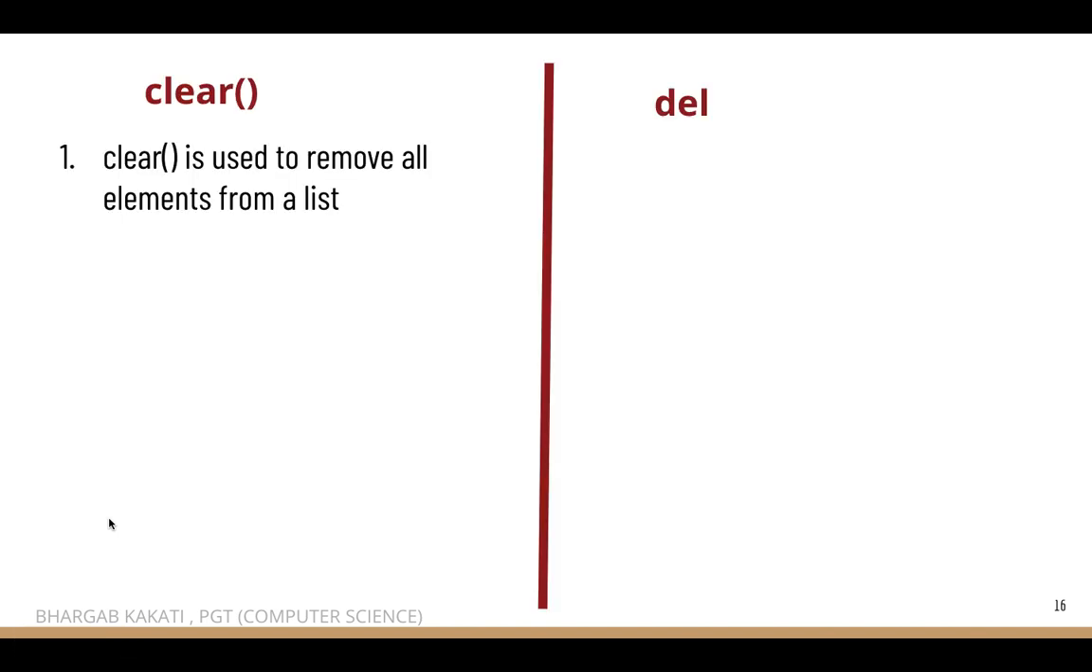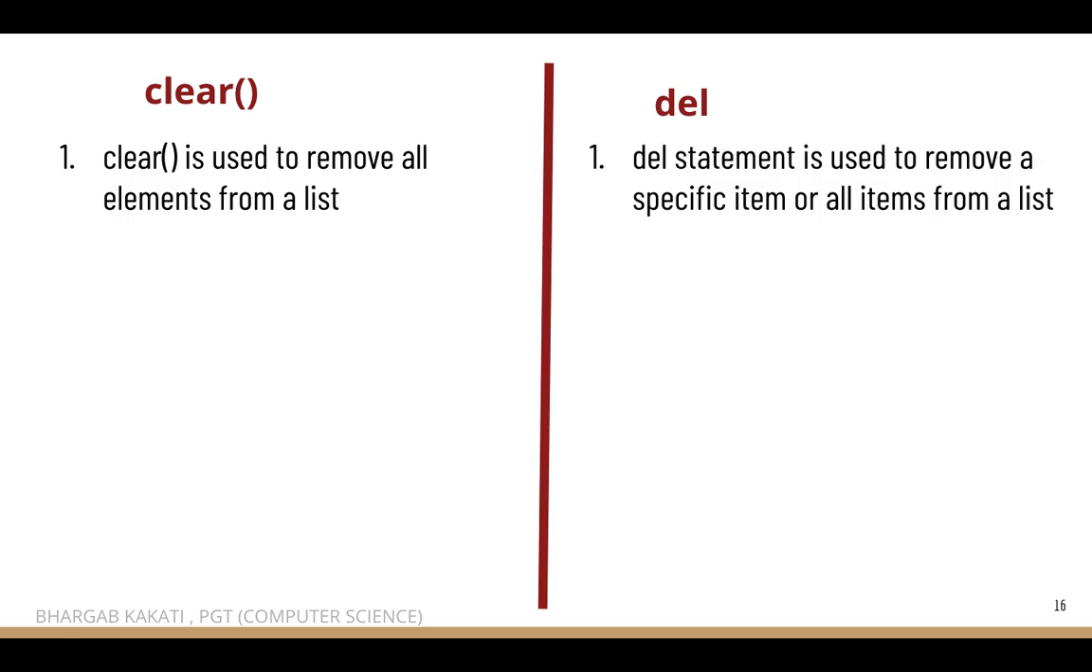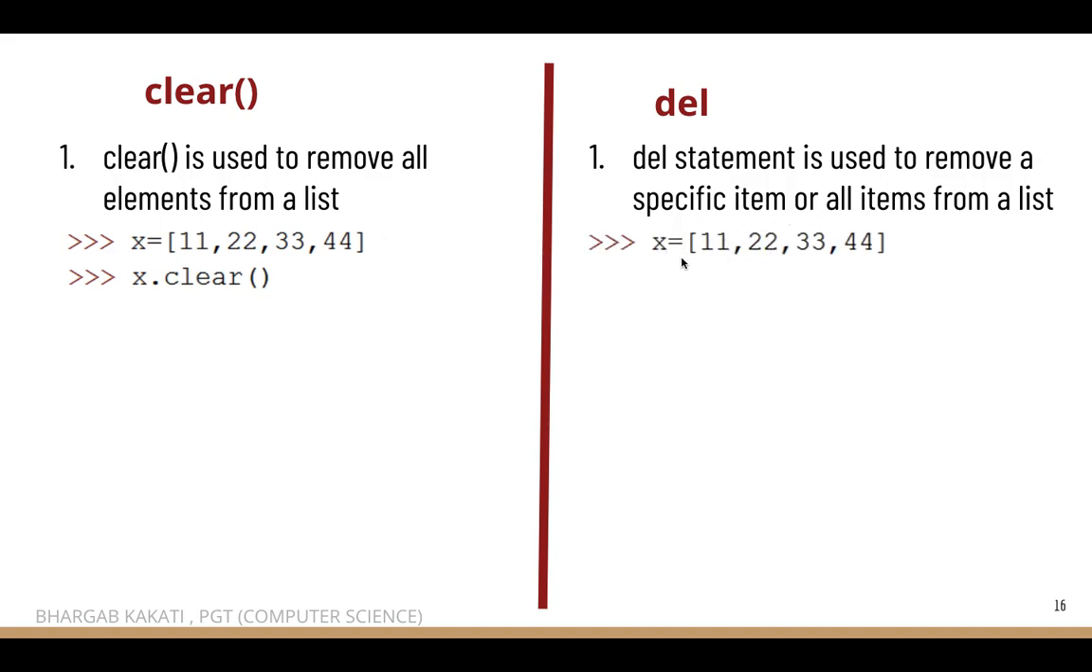Clear is used to remove all the elements from a list, but the del statement is used to remove a specific item or all items of a list. There are two variations of del, specific items or all items, but there is no variation of clear. It will simply clear up all the items from the list. An example, this is a list. If I type in x.clear(), it will simply clear up the list. But if I have the same list and I use del y[2], then the element at index 2, that is 0, 1, 2, 33, will be removed. So if I type in y, you will get the new list but with 33 removed.